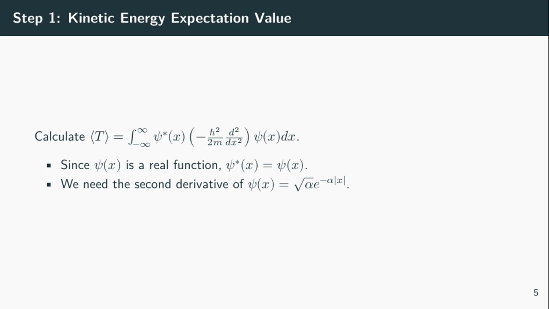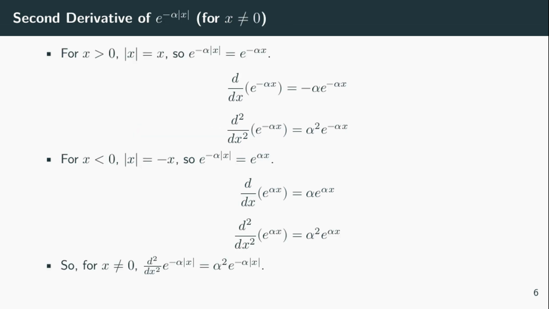The crucial part here is figuring out the second derivative of our trial wave function psi of x, which is the square root of alpha times e to the power of minus alpha times the absolute value of x. Let's calculate the second derivative of the wave function. The absolute value means we need to be careful, particularly around x equals 0. Let's look at the derivative for x not equal to 0 first.